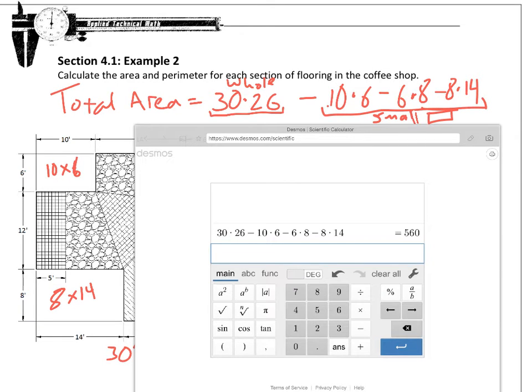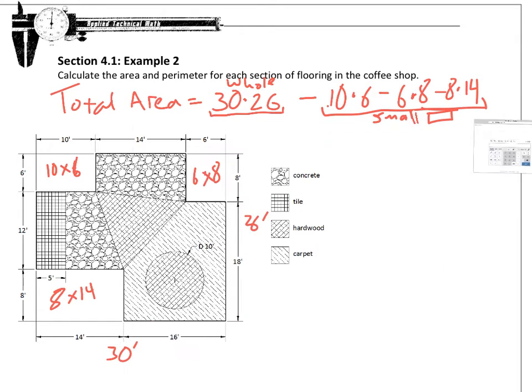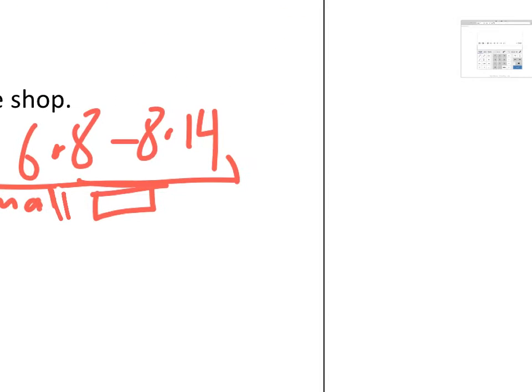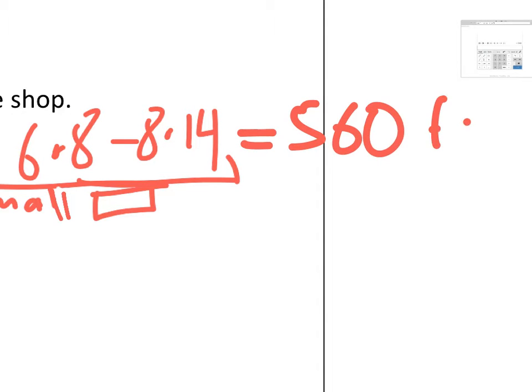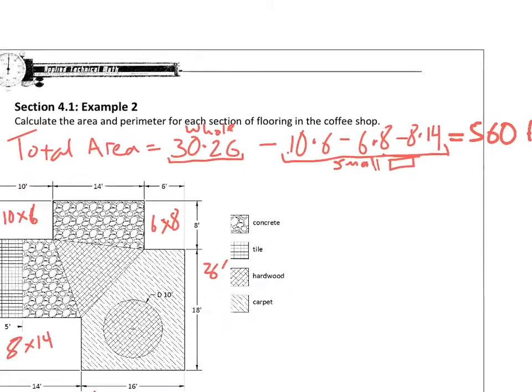560 square feet there. Okay, so remember we're talking area here. Area is in square feet. Okay, so let me put my calculator up there for now. So we've got 560 square feet. All right. Great. So we've got our total area.